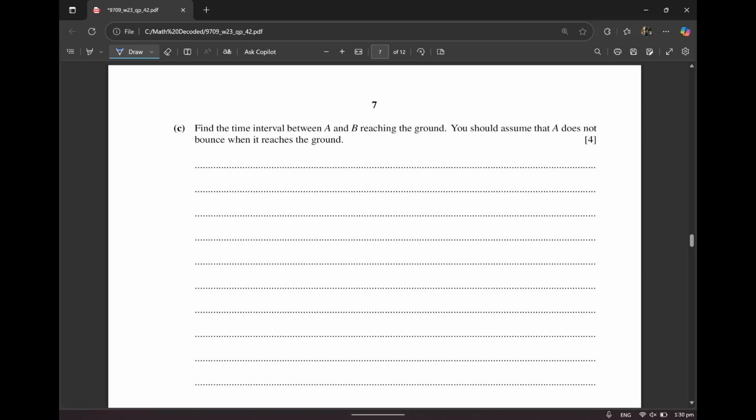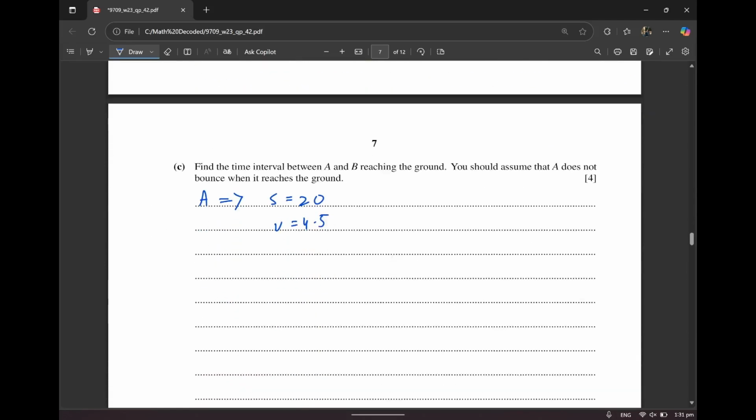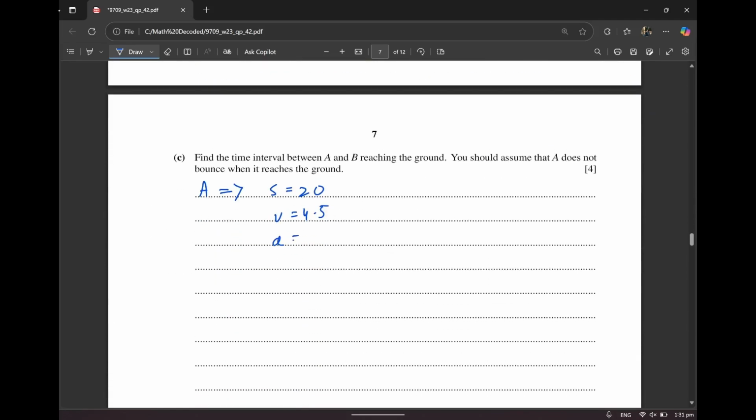Alright, moving on to part C, it says find the time interval between A and B reaching the ground. You should assume that A does not bounce when it reaches the ground. Alright, first let's have a look at A. For A, we know that S is equal to 20, U is equal to 4.5, as we found in the second part actually. And acceleration is 10. So we will use the formula S is equal to ut plus half a t squared.